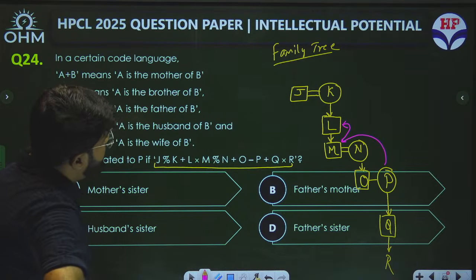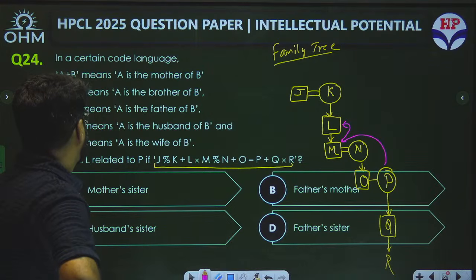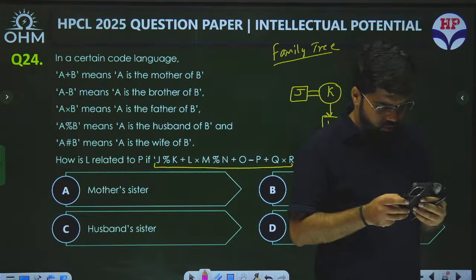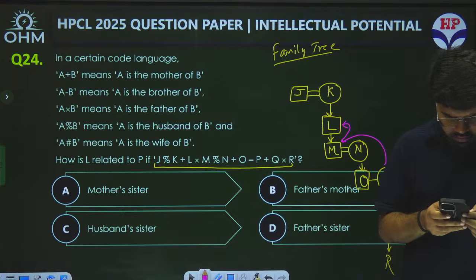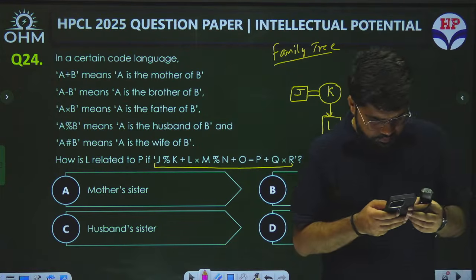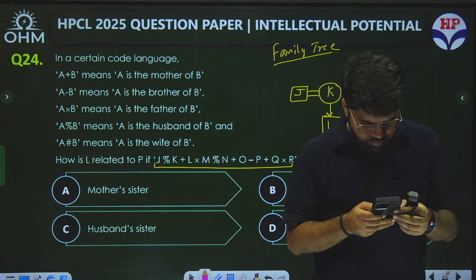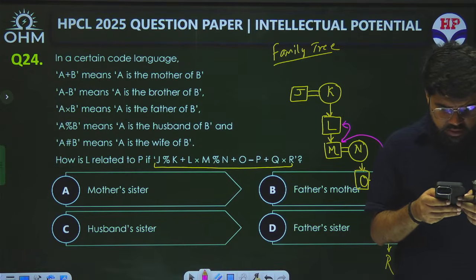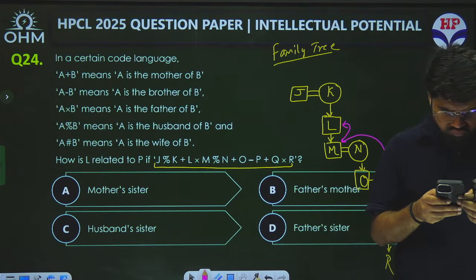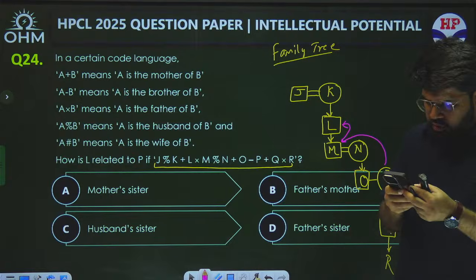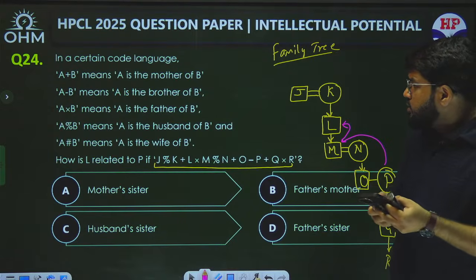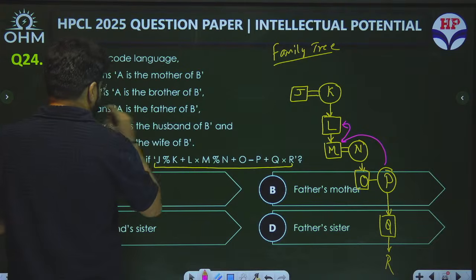L is the father of father. Father's father. Father's sister, no, or I think something. I will check if there is any typo in the question. I'll have to check in the original file. Where is this question? Minus is brother, into is sister. Into is sister. This question has a typing error.